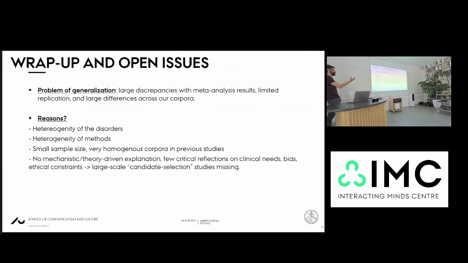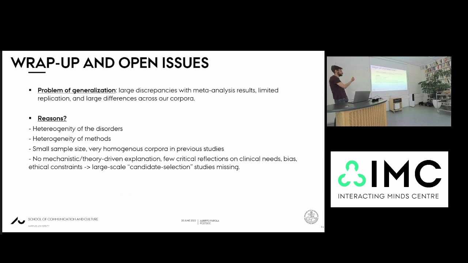So the take-home message was that we had to face a problem of generalization of results. We found large discrepancies with the results of the meta-analysis, very limited replication, and large differences across our different corpora. And there are many potential reasons. These disorders are really heterogeneous, so it's not so surprising that when we apply a model to a more varied and larger sample, the performance tends to drop.